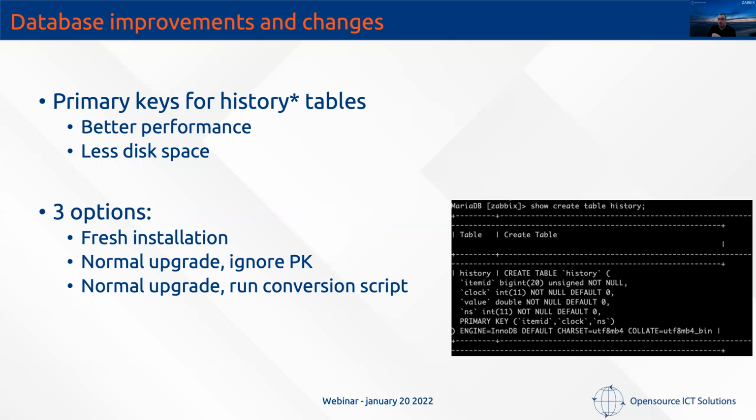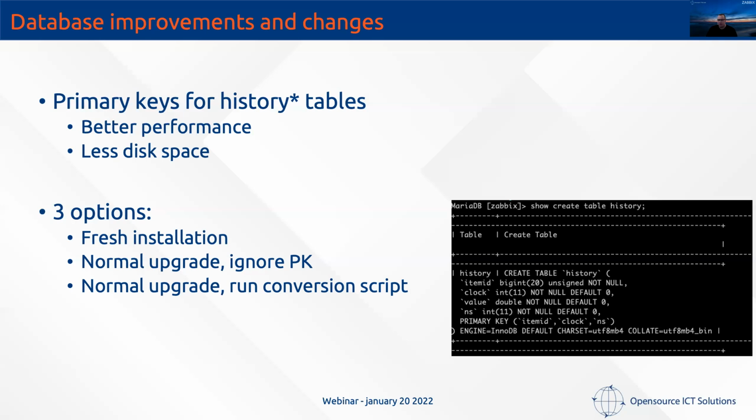Another major thing, if you ask me, primary keys for history tables. So we have 5 history tables. All of them support primary keys. Is it a mandatory change? No, it's not. But if you are using primary keys, you get better performance. And it really depends on a lot of variables to specify how much better it is, but also less disk space. And the last tests that were conducted were showing around 30% less disk space. And that's significant. That's a lot.